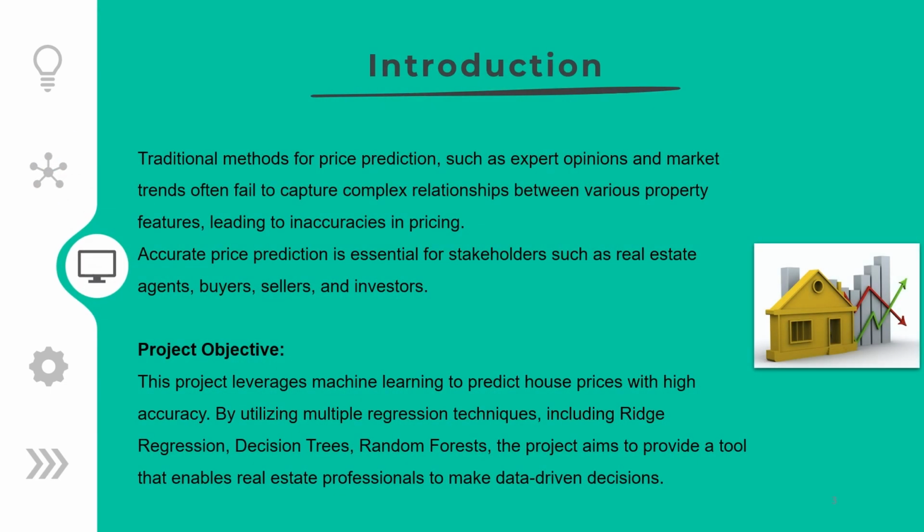Coming to the introduction, there are traditional ways of predicting house prices, like relying on expert opinions or general market trends. They often miss the mark because they can't capture the complex relationship between the features. For example, a house's size and age interact in ways that are not obvious. Our project addresses this by using machine learning to make smarter, data-driven predictions. So our aim is to build a model that's both accurate and practical for real estate professionals and regular users.